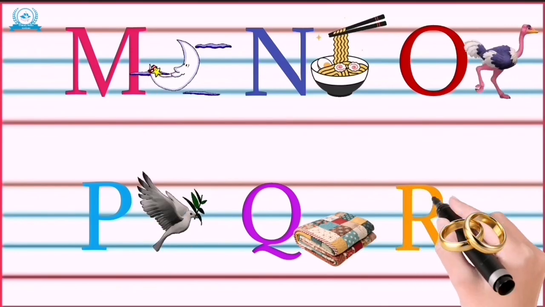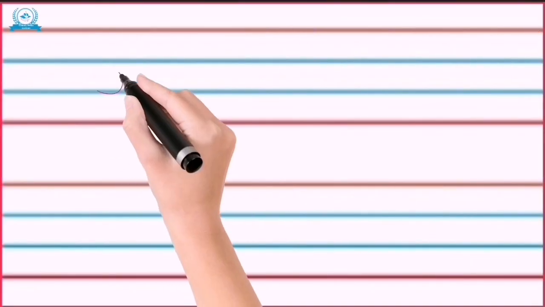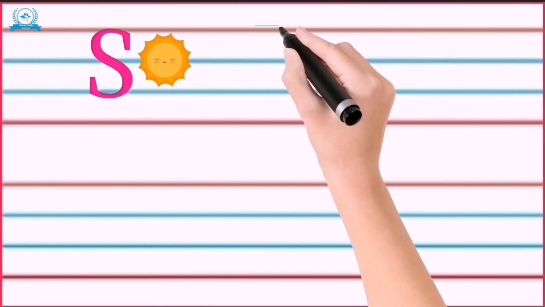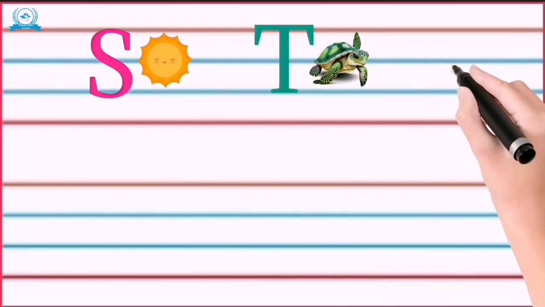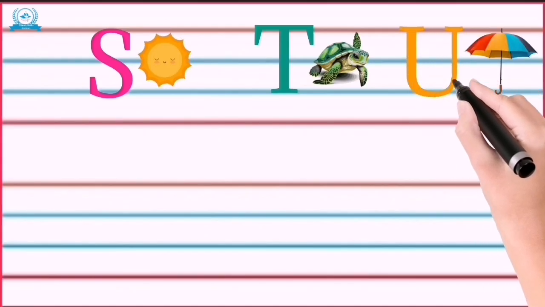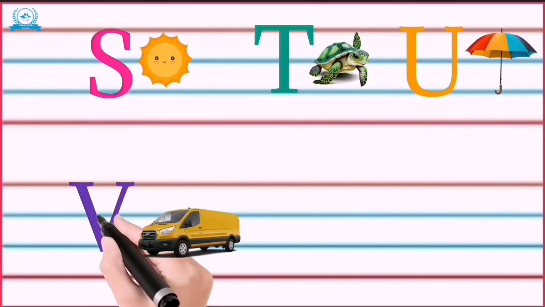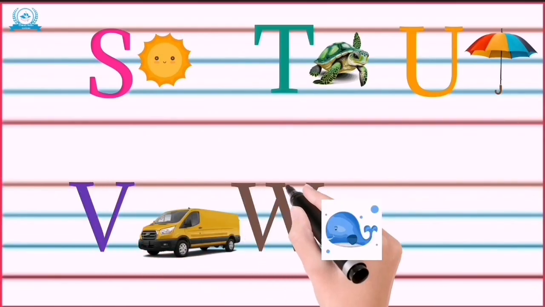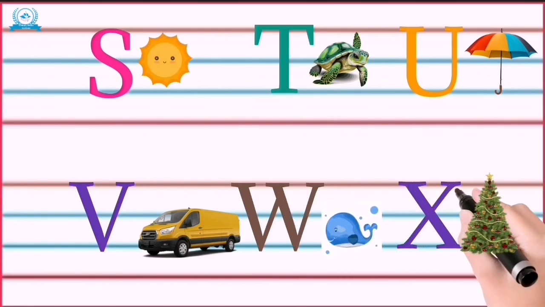R for ring. S for sun. T for turtle. U for umbrella. V for van. W for whale.